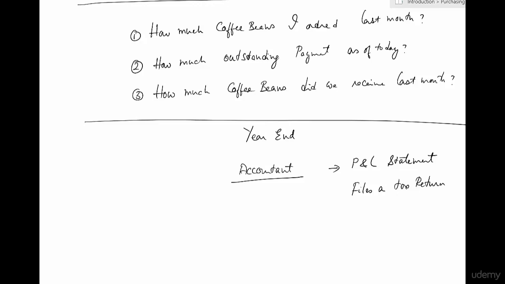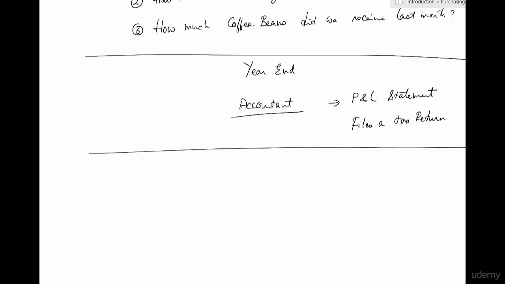Simple, right? I've completed 1 year of business, prepared a P&L, filed the tax return, and everything is in order. Well, this will work for small companies. If I am running the show, this will work perfectly fine.